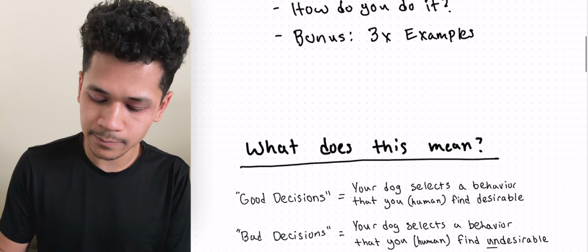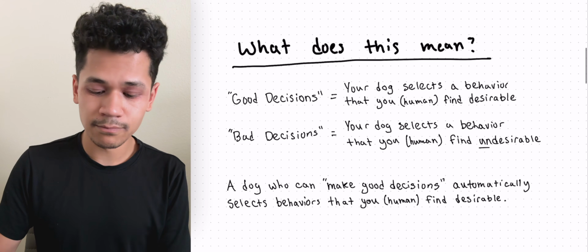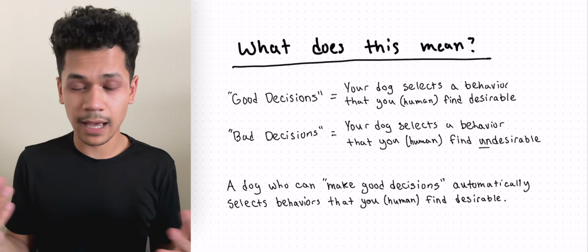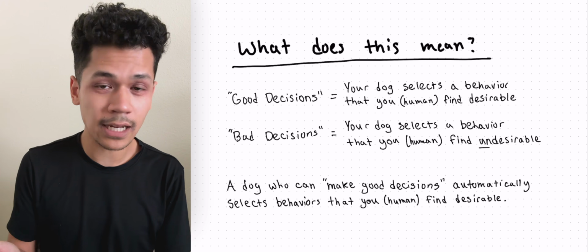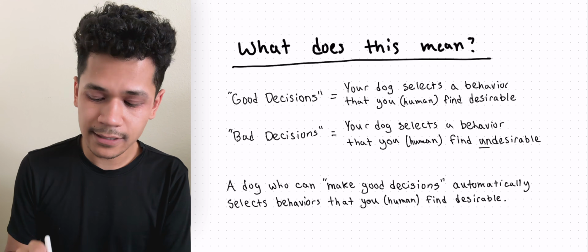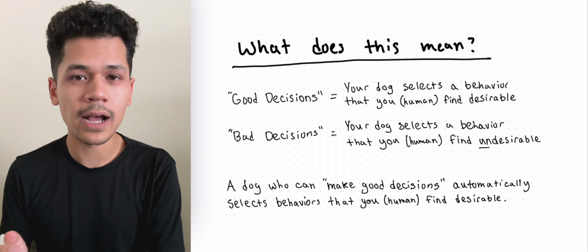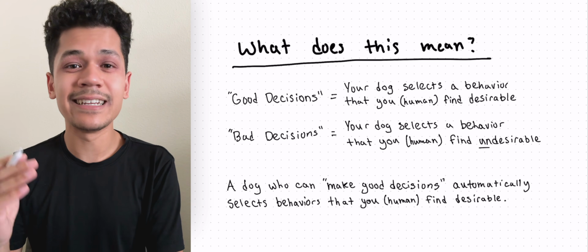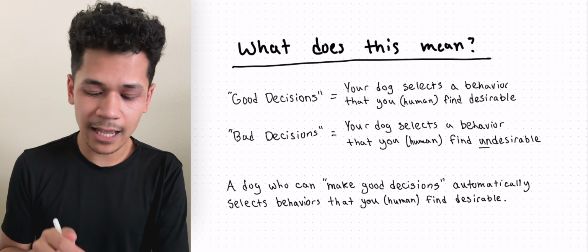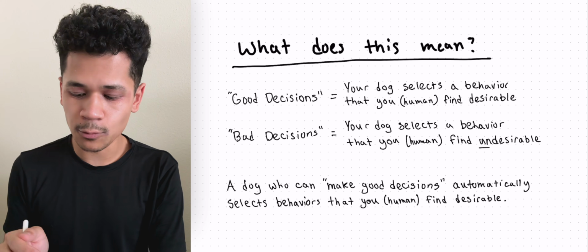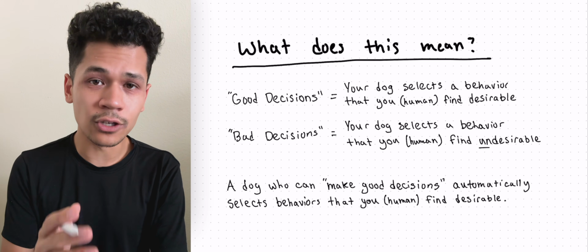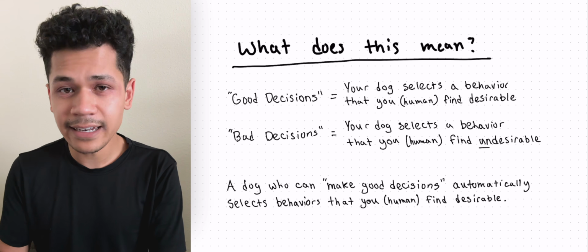So what does this mean? Well, the first thing we have to do to understand how to teach your dog to make good decisions is, what is a good decision? So a good decision is when your dog selects a behavior that you as a human find desirable. A bad decision is when your dog selects a behavior that you as a human find undesirable.